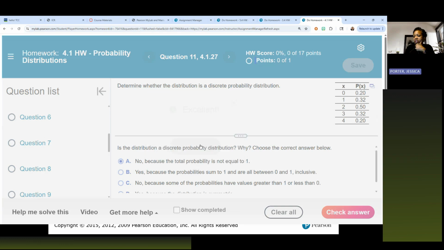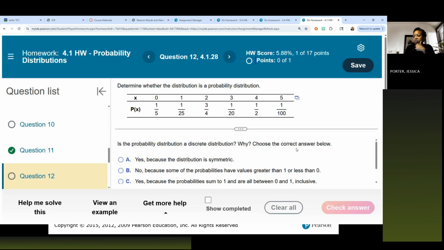All right, next question. What about this one? Is this a probability distribution? I'll give you a few seconds to calculate each of those.